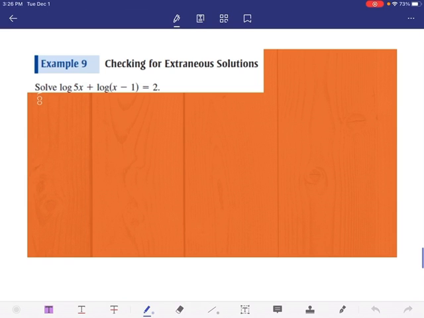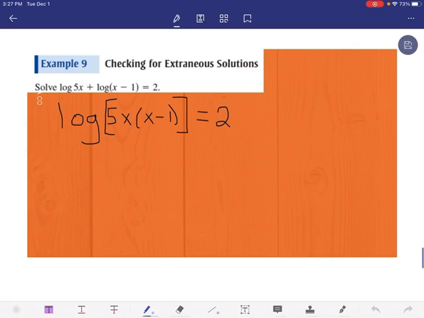However, notice that we have two logs and there's an addition sign in between them. So thinking back to our last lesson, we should recall that we can actually combine those to be one logarithm and use multiplication. So we would get log of 5x squared minus 5x equals 2. Then remember that if I don't have a base, it's an understood base of 10.